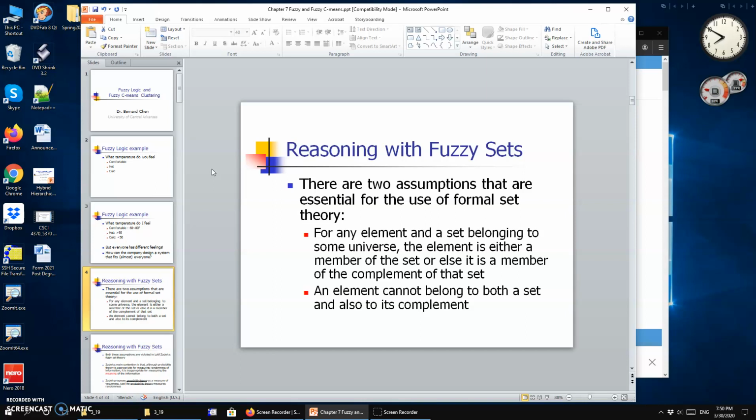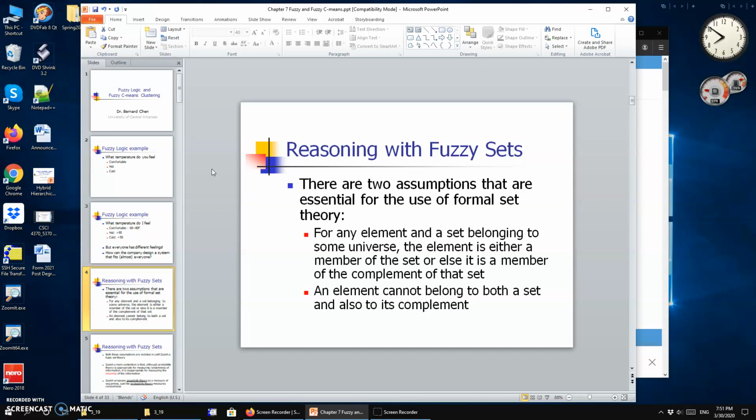So there are two assumptions that are essential for the use of formal set theory. So this is like a regular computer science topic. For any element in a set belonging to some universe, the element is either a member of a set, or else it is a member of the complement of that set. The second thing is an element cannot belong to both a set and also its complement. So you can only choose one, which in our k-means clustering, we try to calculate the distance for every single node, and the node belongs to its closest cluster.